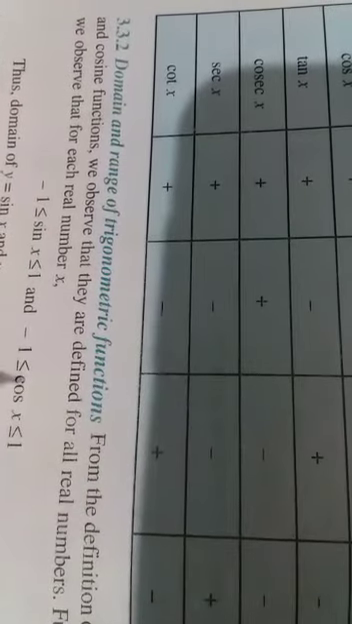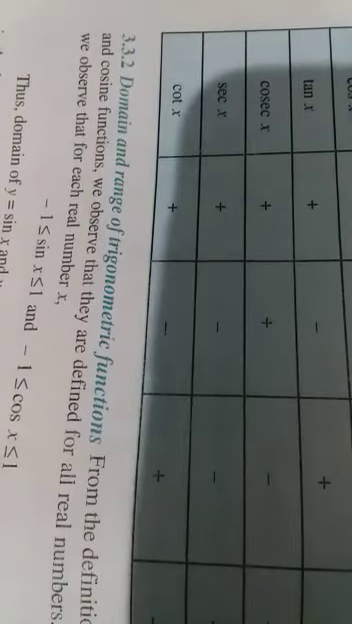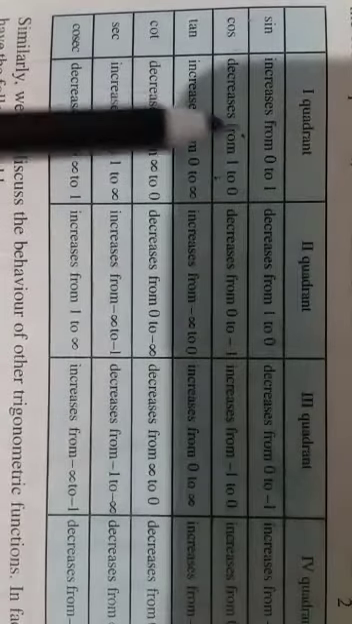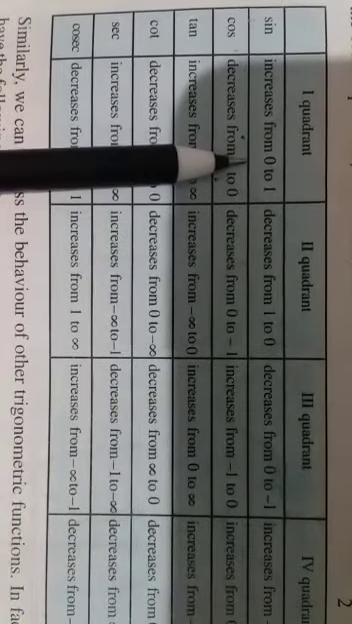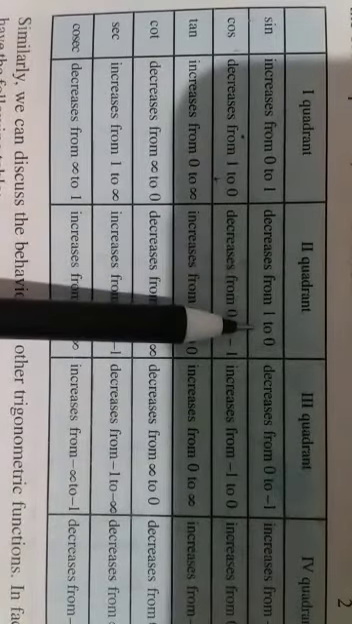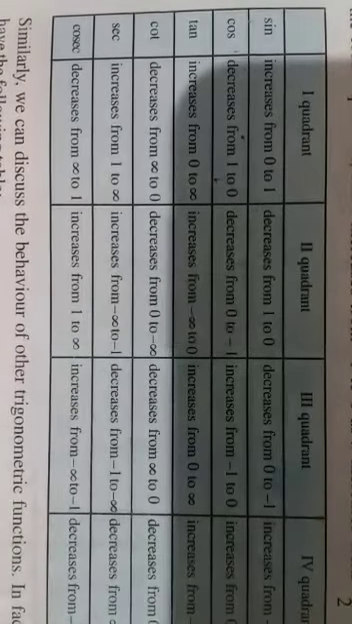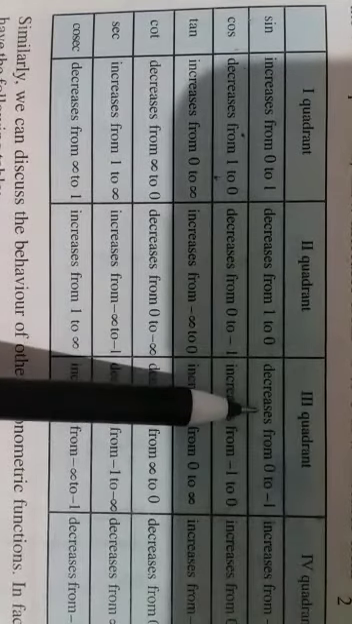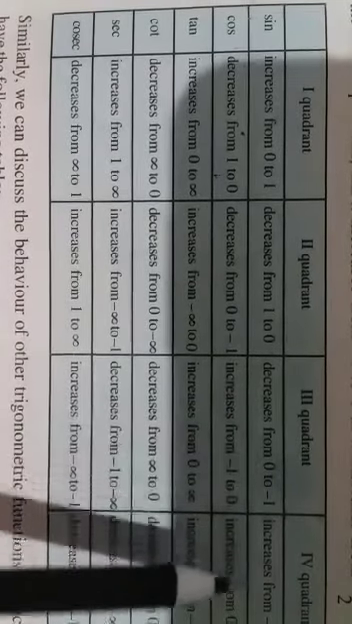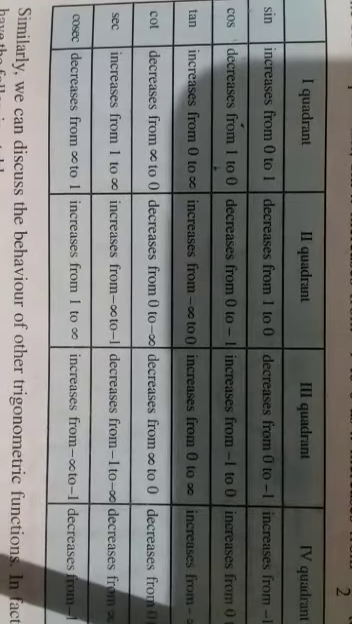Now we will see the domain and range of trigonometric functions. We will see in which quadrant the value increases and in which quadrant the value decreases. Now see here, in the first quadrant, the value of sine increases from 0 to 1, and in the second quadrant decreases from 1 to 0. This will be clear from the graph also. In the third quadrant, it decreases from 0 to minus 1 and in the fourth quadrant, it increases from minus 1 to 0.